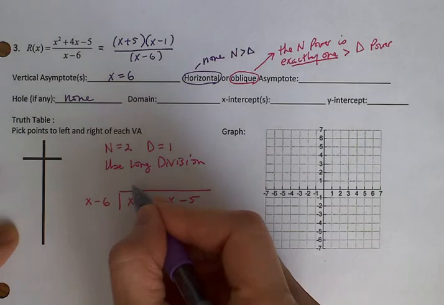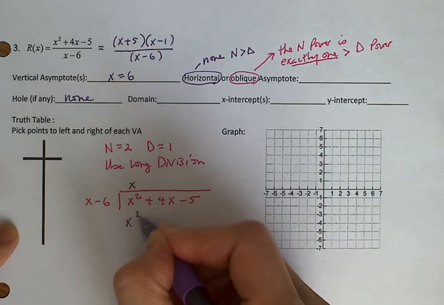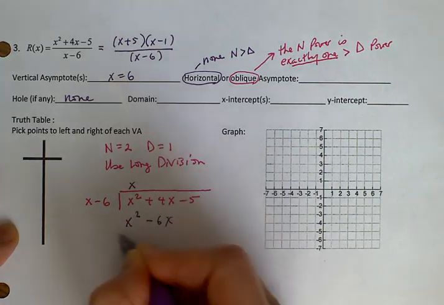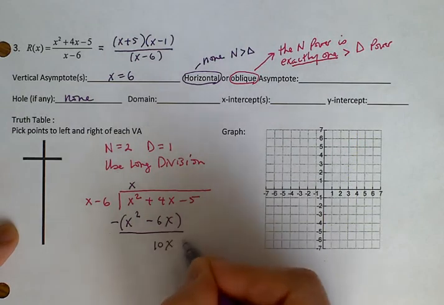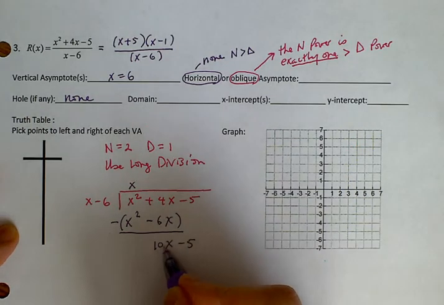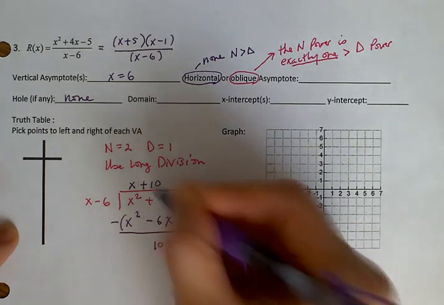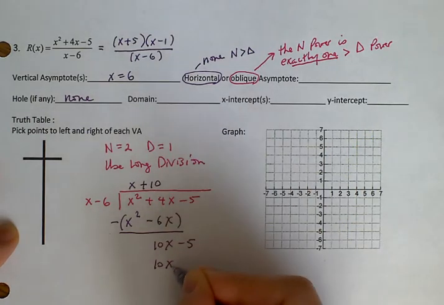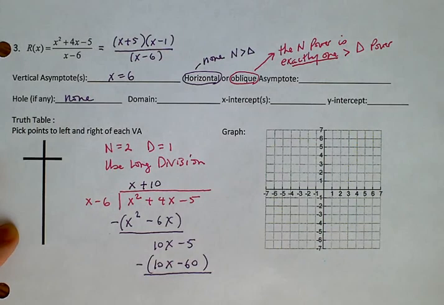So up here it'll have to be x and then multiply through, so that gives me x squared minus 6x. And remember, you have to subtract here. So then this will become 10x, and then I drop down the 5, minus 5. And then I need to now multiply it by, or add on, a 10. So then that'll be 10x, and then I have a minus 60. And then you subtract this, and the remainder doesn't matter, right? So I'm just going to leave it the way that it is.